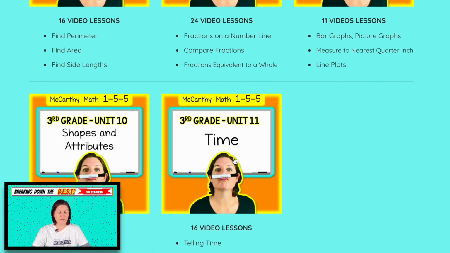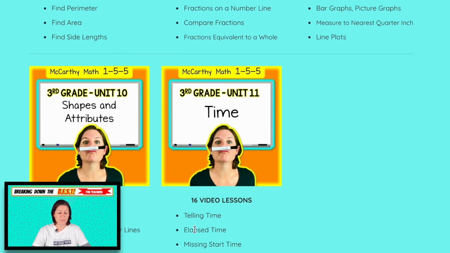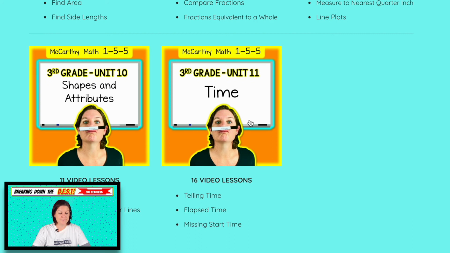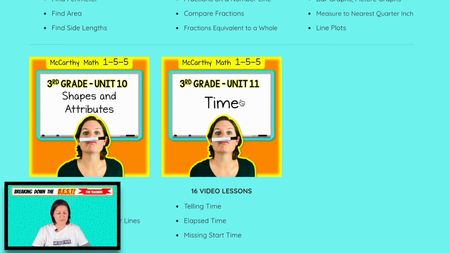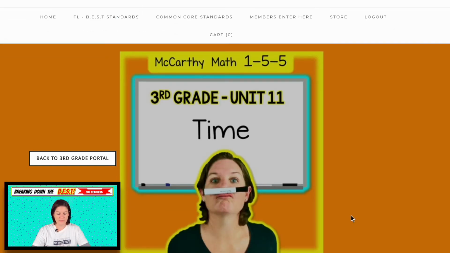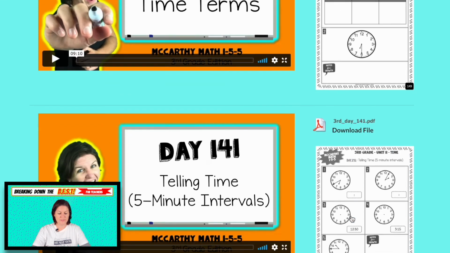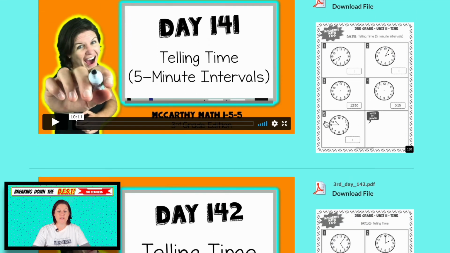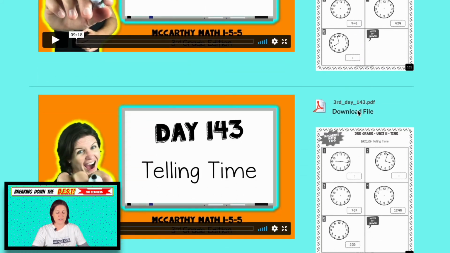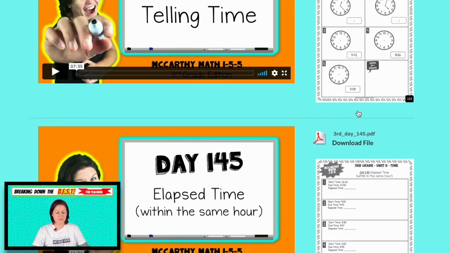So if we scroll down, other than this time unit at the end where we practice telling time, there's a lot there. Elapsed time, telling time, missing start time, all of that. There's so much there. Like just this unit alone, I'll show you. Time terms, 5-minute intervals. This is kind of bridging 2nd grade into 3rd grade and then starting to tell time, right? Okay, there's all of these videos.